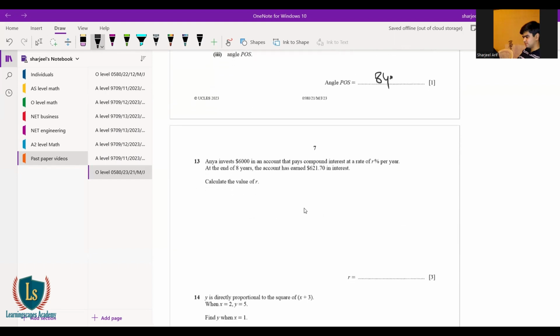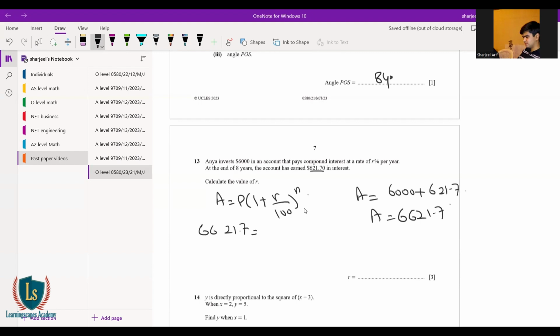Now for question number 13, we have Anya invests $6,000 in an account that pays compound interest. So formula for compound interest is A equals 1 plus R over 100 power N. We have the interest, so we can find the value of total amount. That would be 6,000 plus 621.7. Amount should be 6621.7. So we will substitute the values here.